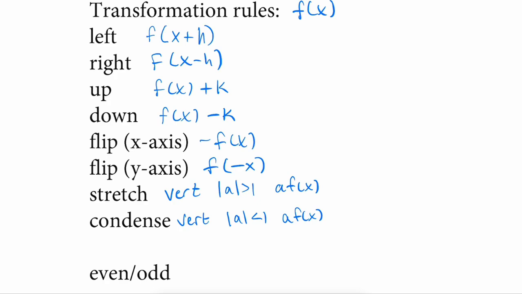Remember, anything on the outside changes it vertically, so it's going to squish it closer to the x-axis if a is a proper fraction. If a is more than 1, so an improper fraction, or a whole number bigger than 1, it is going to stretch it further away vertically from the x-axis. Now let's talk about horizontal.